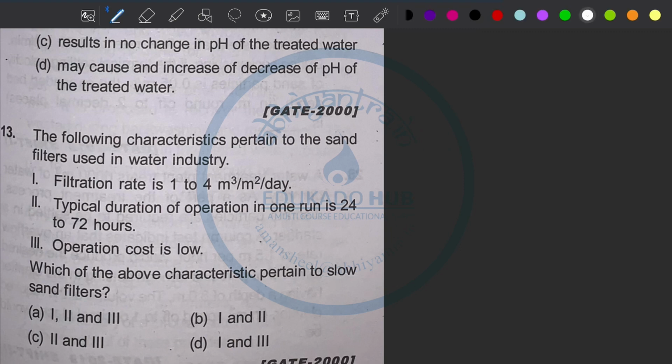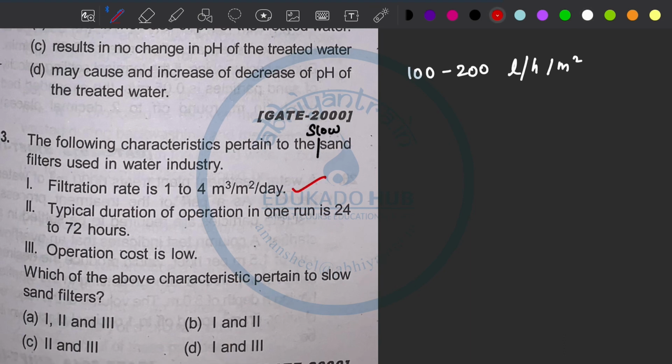So see, they are saying sand filters. If there is written anything something like sand filters, they are talking about slow sand filters. So the filtration rate of any slow sand filter is approximately around 100 to 200 liters per hour per meter square, which is in the range of the given option.